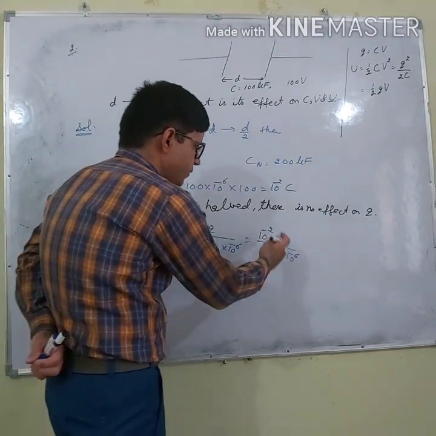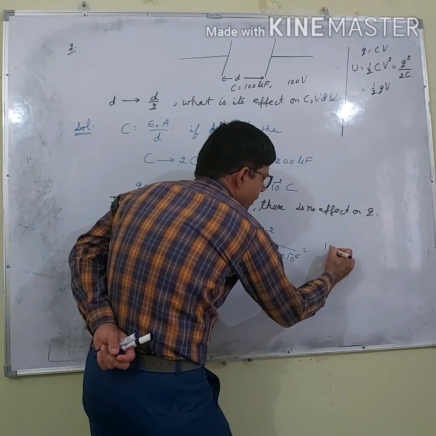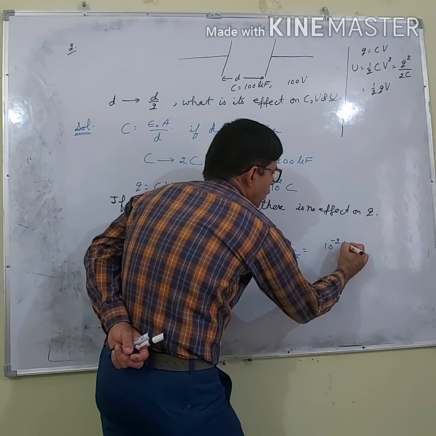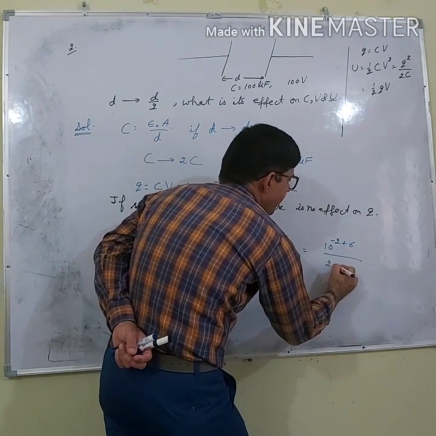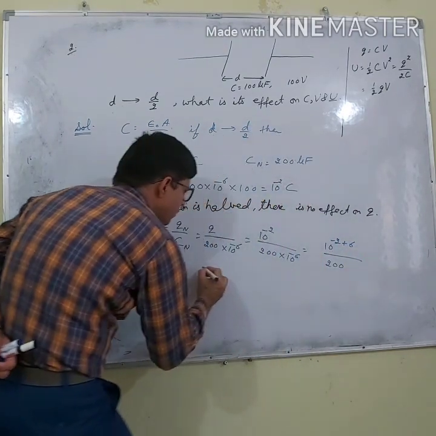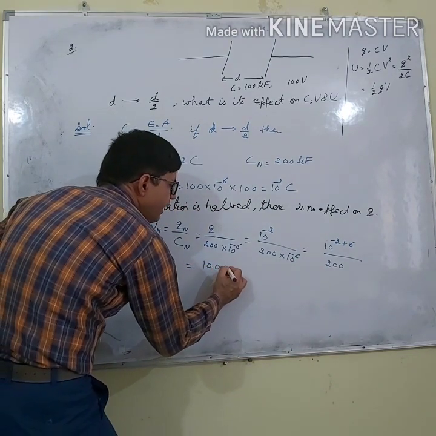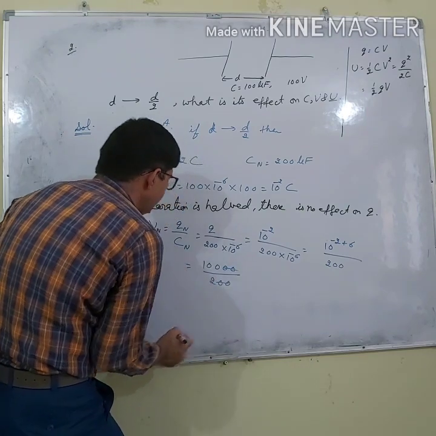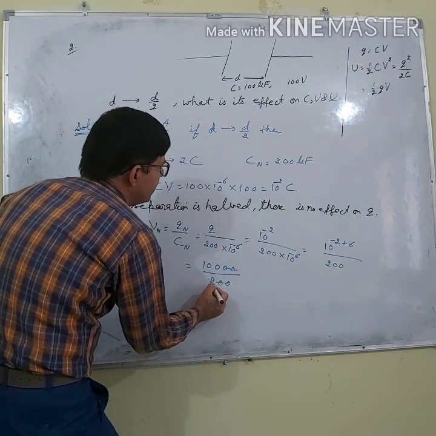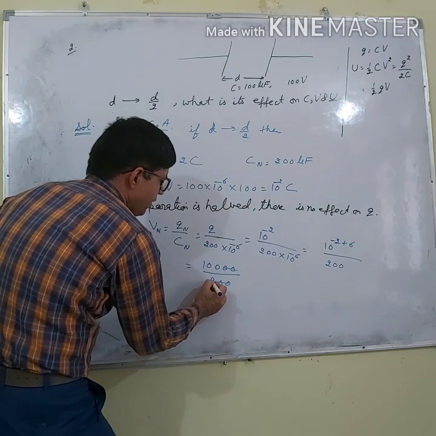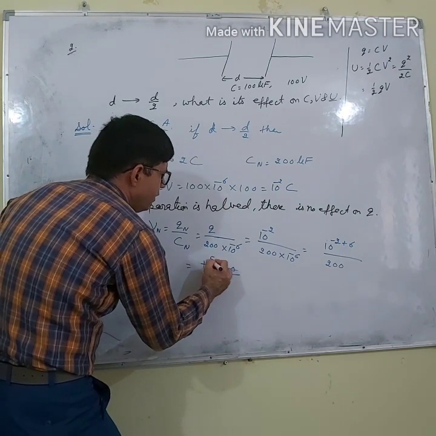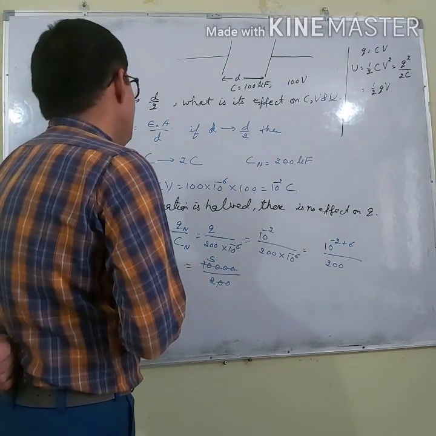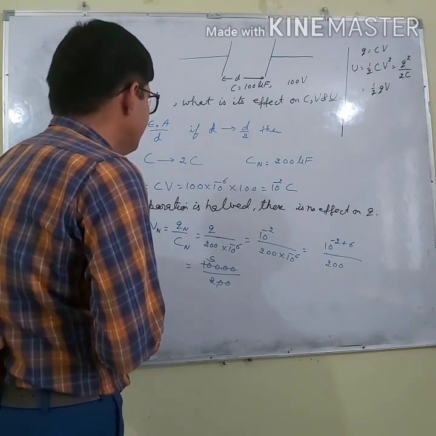So if I do this, it will be 10 to the power minus 6 minus 2 plus 6 divided by 200. So when you solve this, it will be 10,000 divided by 200. The 0 is cancelled. So how much potential did I get? I got the potential of 5 volt. How can 5 volt be the answer?